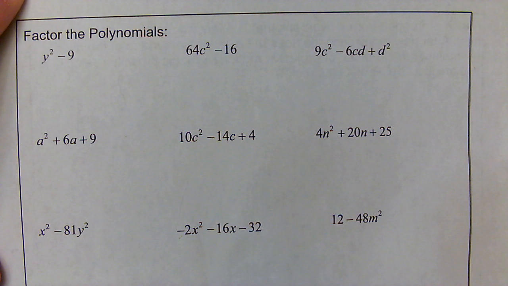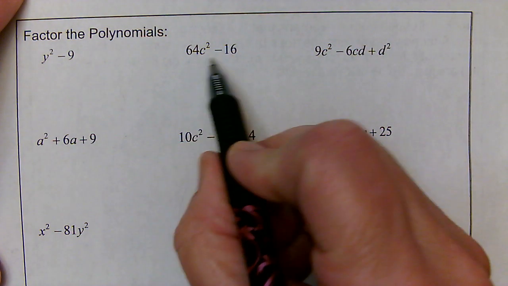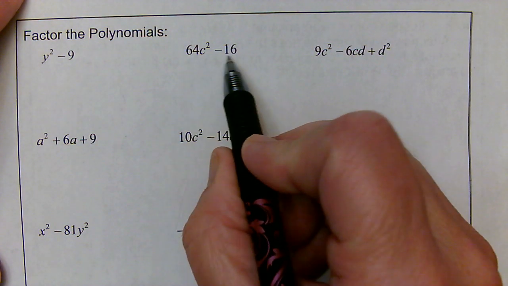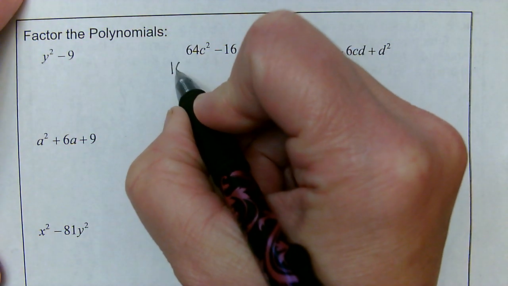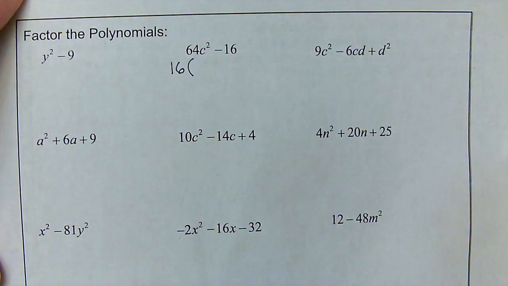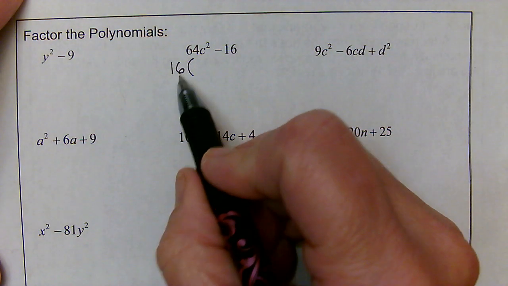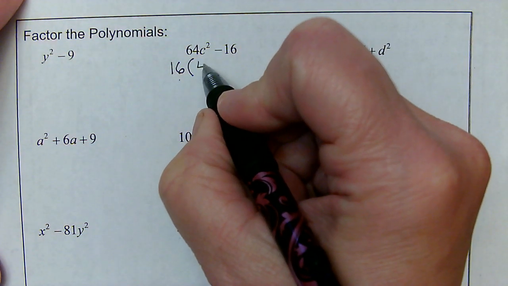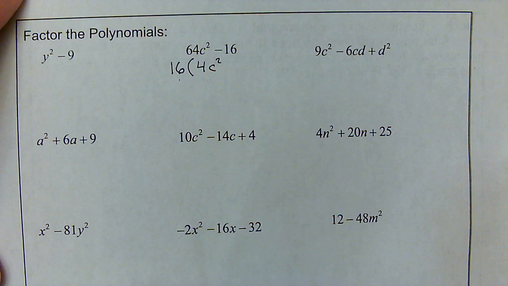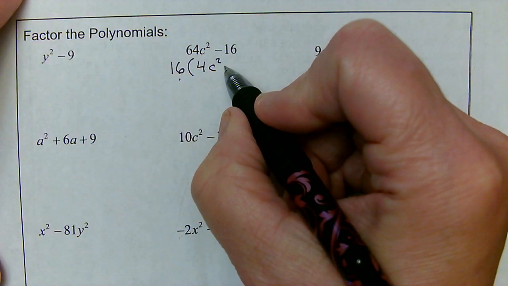Remember, when you do that, you want to take out the greatest common factor. That's the biggest number and or variable that will divide into all of the terms. So here, the biggest number that will go into both 64 and 16 is 16. So 16 goes into 64 4 times, and the c squared is still there, and 16 goes into 16 once.